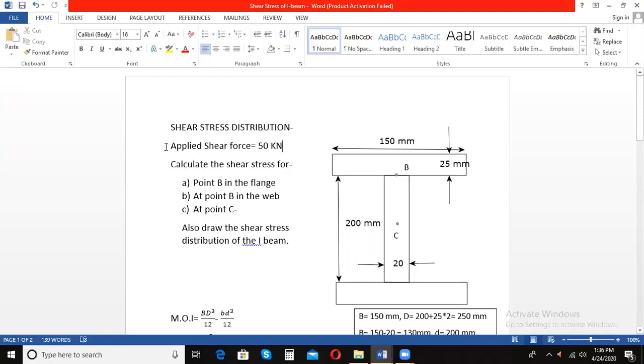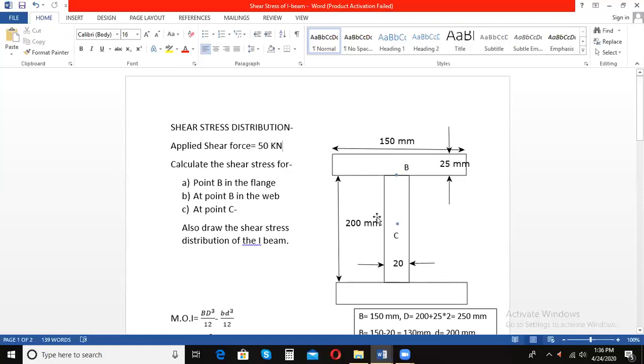First, we have the applied shear force, which is equal to kilonewton. This amount of shear force is being applied externally to this I-beam. We have been asked to calculate the shear stress for point B in the flange. So this is my point B, the point marked in blue. First we have to calculate the shear stress of this point B in the flange.